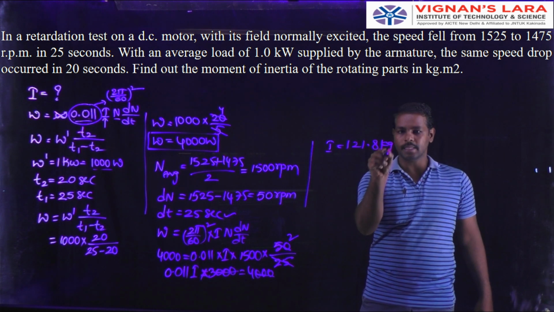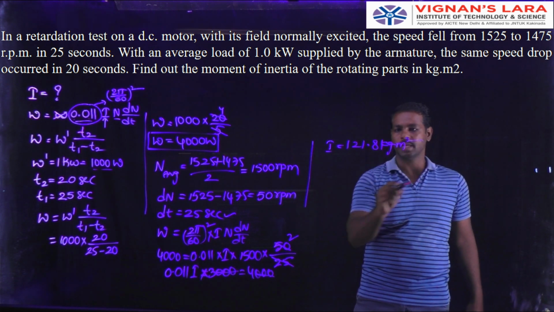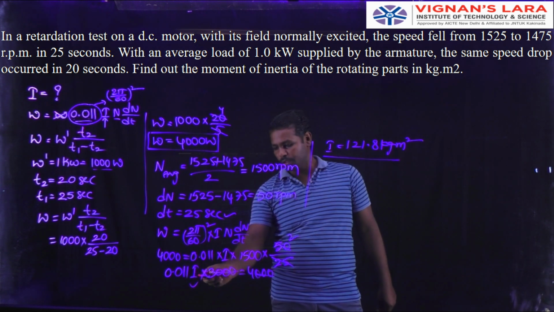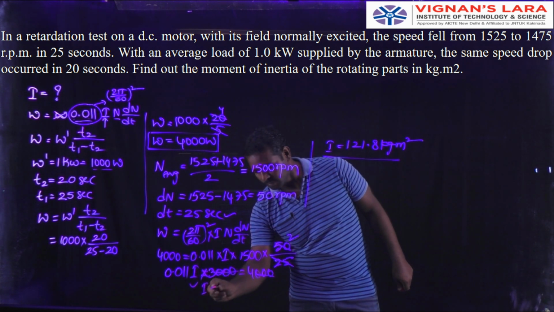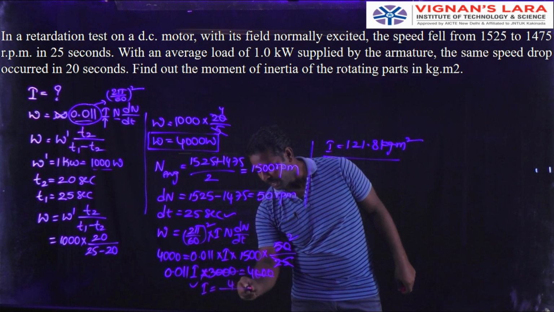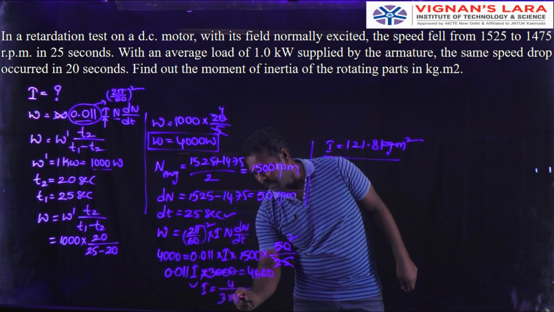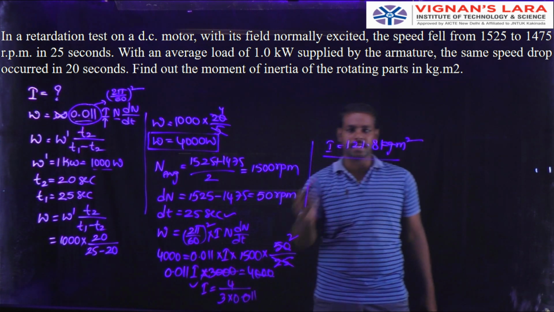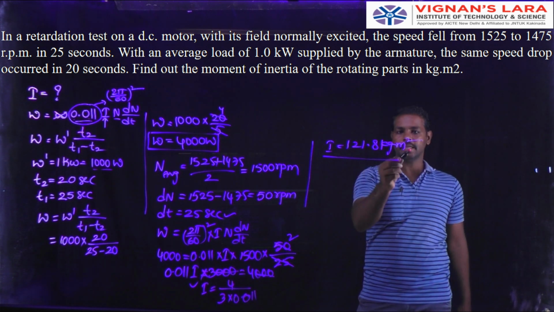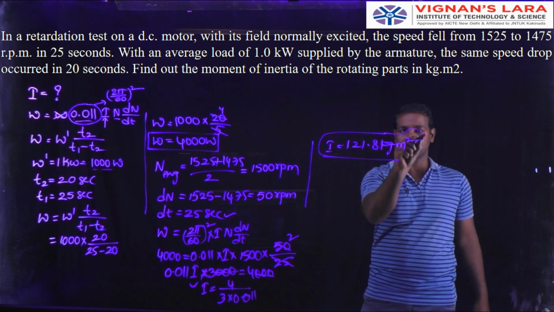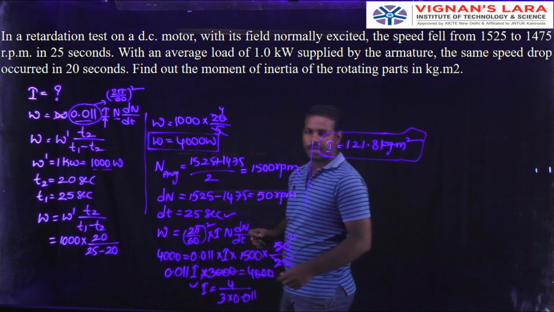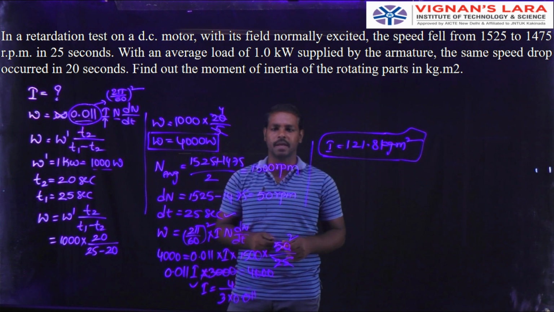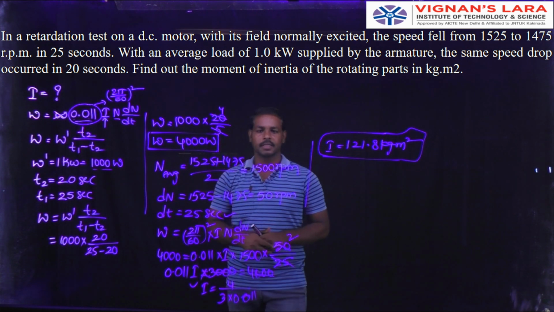4 divided by 3 into 0.011. By simplifying this equation, I is equal to 121.8 kg meter square. So this is the calculation of the moment of inertia of a separately excited DC motor. Generally, this type of test is conducted on separately excited motors.